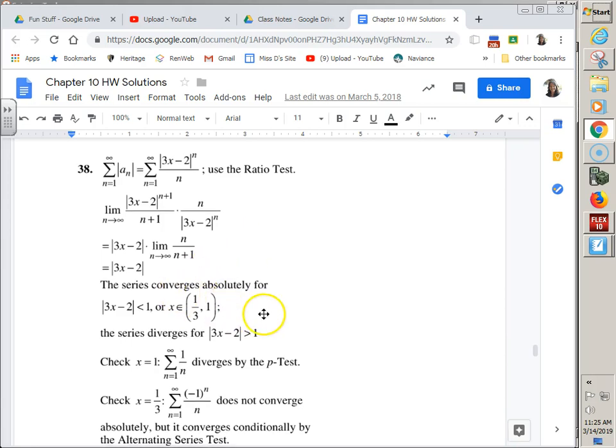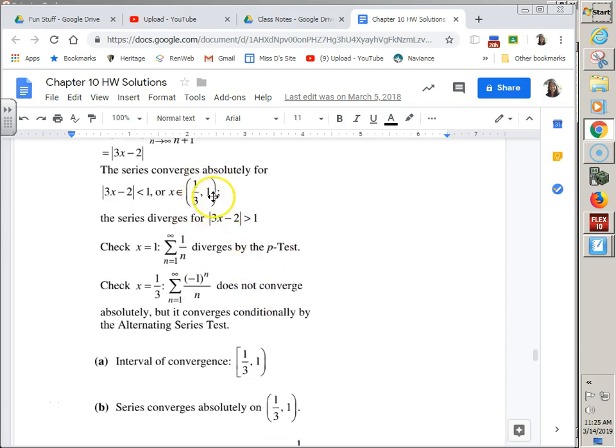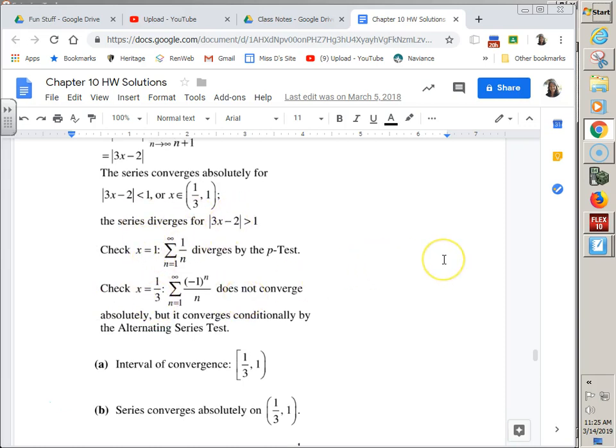You guys ended up hopefully with the interval 1/3 to 1, needing to, do you see it? Do you see their work? Check 1, check. Now you don't have to write the word check. I'm just having you say test endpoints 1, 1/3, let's go. Yeah, Maggie.